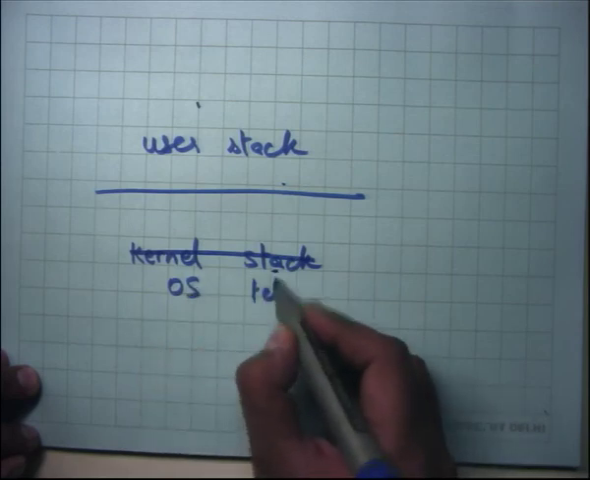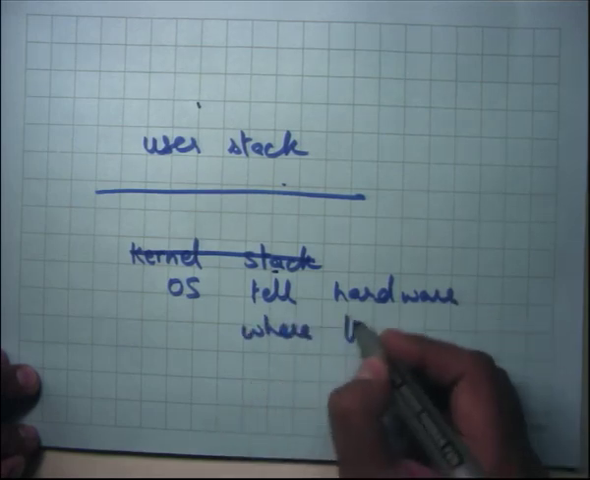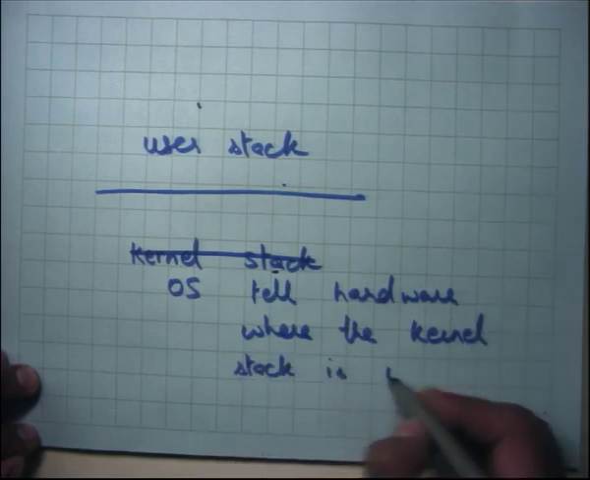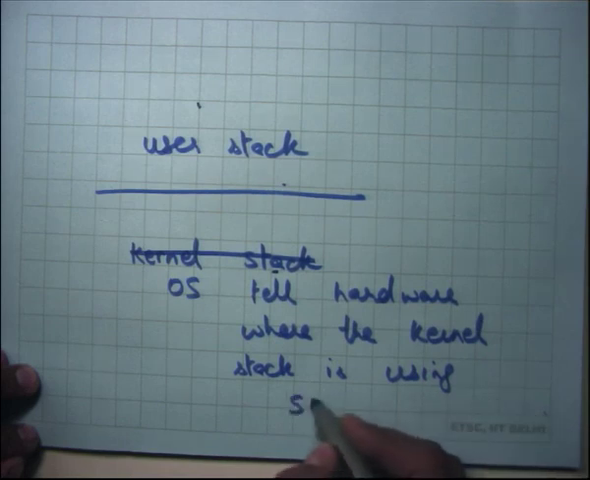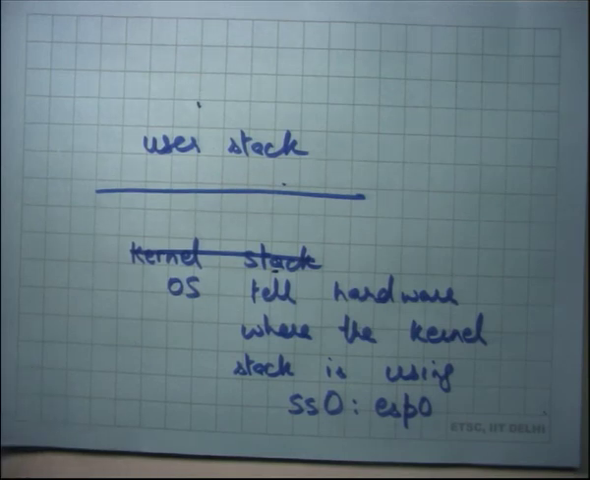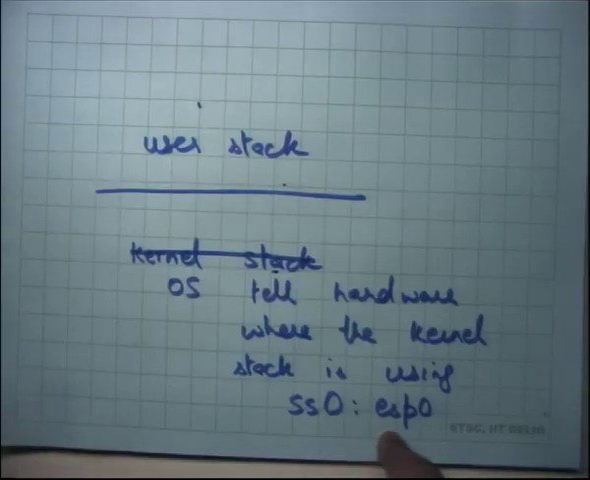So the OS tells hardware where the kernel stack is using SS0 and ESP0 pointers or values, right? So which segment, what offset? Once again, the value of SS0 should be dereferenceable inside the GDT. Okay. So using this, the kernel tells the hardware that this is my kernel stack.